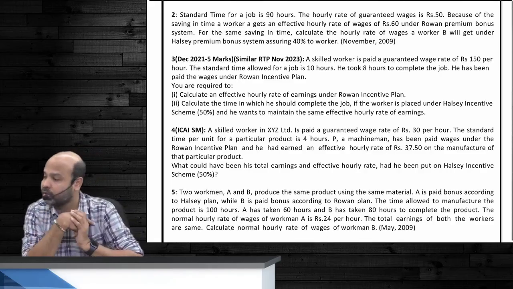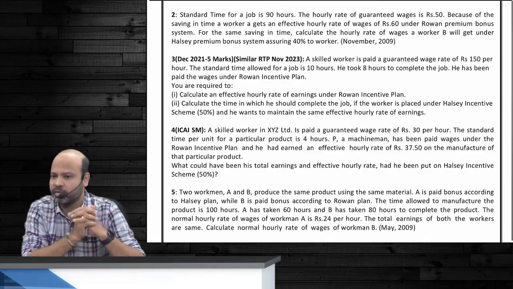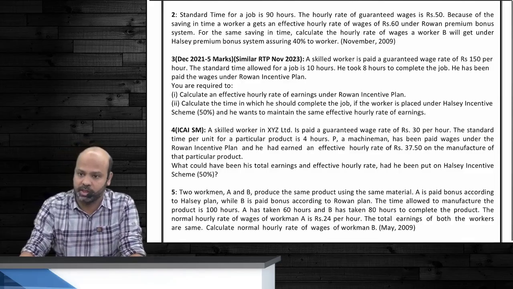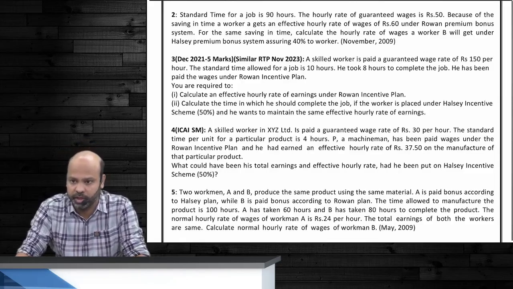Direct formula, guys. First compute total wages. Once you get total wages, you will have to divide that by actual time taken to arrive at the effective wage rate per hour.